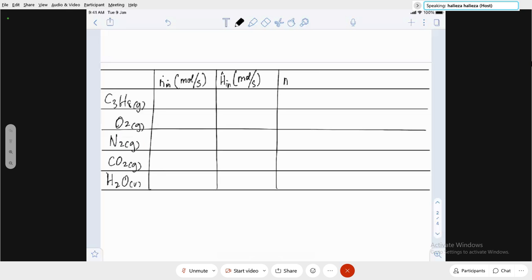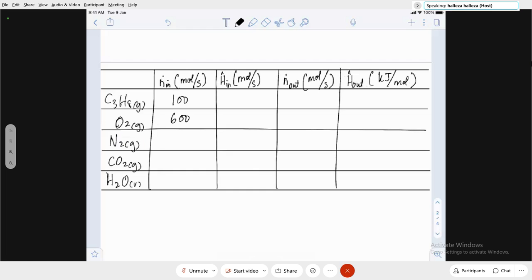So this is out, in mole per second, and you have your enthalpy out with the corresponding unit of kilojoules per mole. Okay, so let's fill up the molar flow rate. For propane coming in is 100. It's the same as yesterday, so don't worry about this.